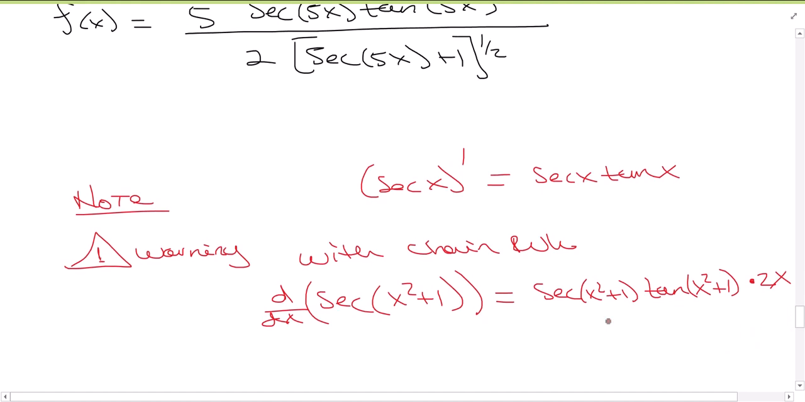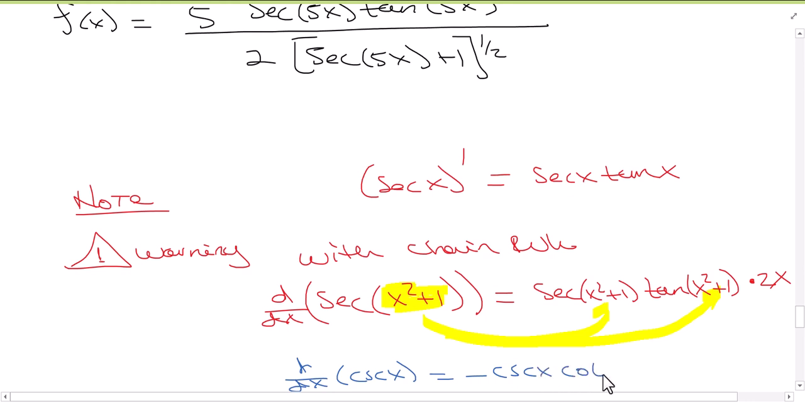My caution here is that oftentimes I see people say the derivative of secant of something is secant tangent, and they don't put what the inside is. So make sure that remains as you take the derivative: the derivative of secant is secant tangent, leave the argument as is, and then you do times the derivative of the inside. And same with cosecant. The derivative of cosecant x is negative cosecant x cotangent x.